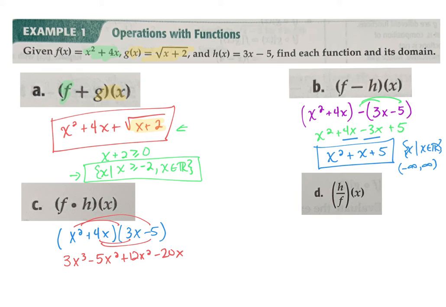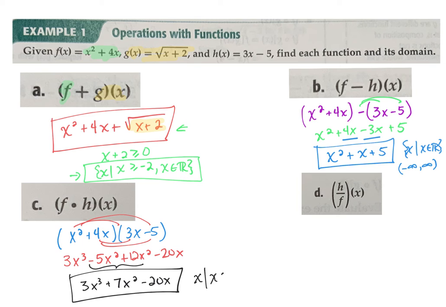Again, we can combine. Negative 5 and 12 give us 7x squared. And we are done. We can't combine anything else. And this is also continuous, right? So this is also that x is all real numbers.